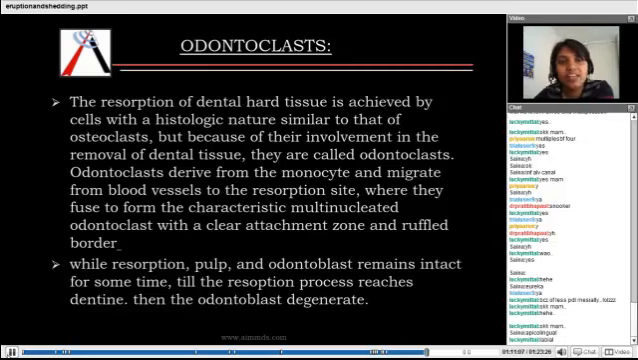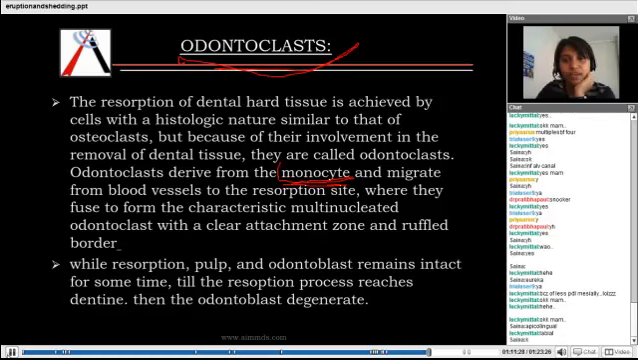Simple one. Now there are cells which come to the site of resorption, called odontoclasts. They look very similar to osteoclasts. They are called clasts because they are resorbing the tooth. Now this point is important: they are derived from monocytes. Even our osteoclasts were derived from monocytes. Where do they come into the resorption site from? They come from the blood vessels, and they become multinucleated. They go and resorb the deciduous root.